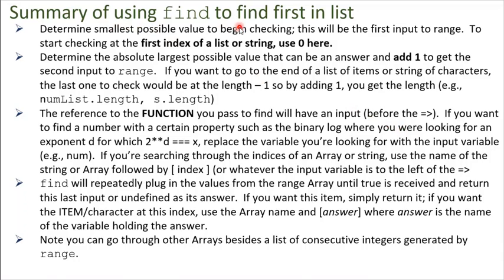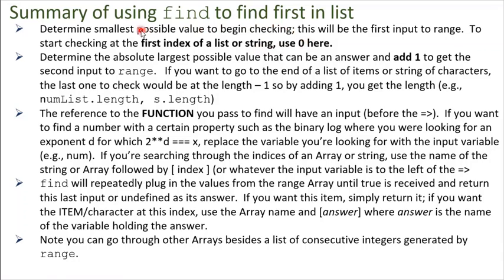Just to summarize here, to figure out what you plug in with what, when we used range, the starting number that we used for range, or the first input to range, was the first index of a list or a string that we wanted to start checking at if we're going through a list of items or a string. So if we're starting at the beginning, we would just be using 0 here.